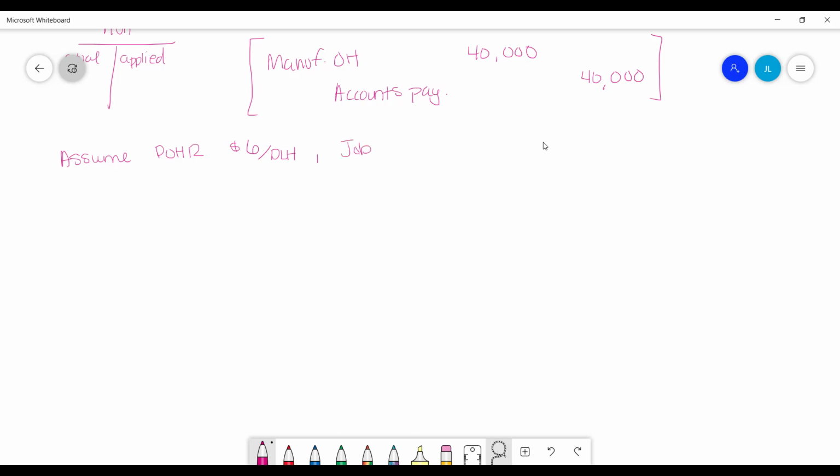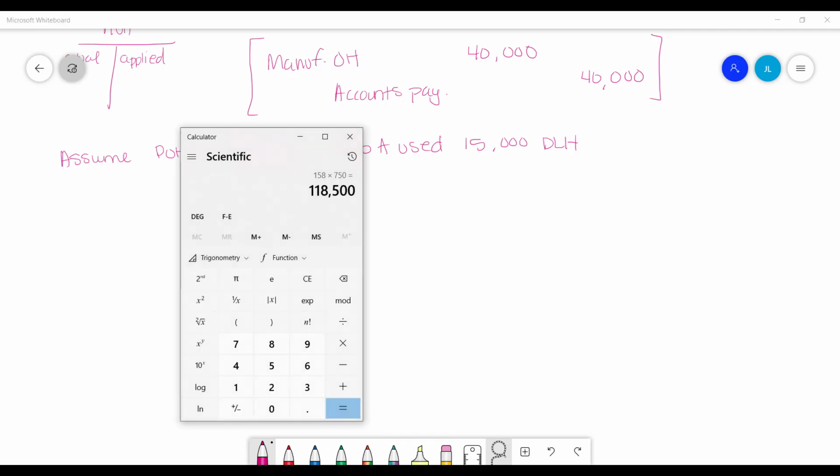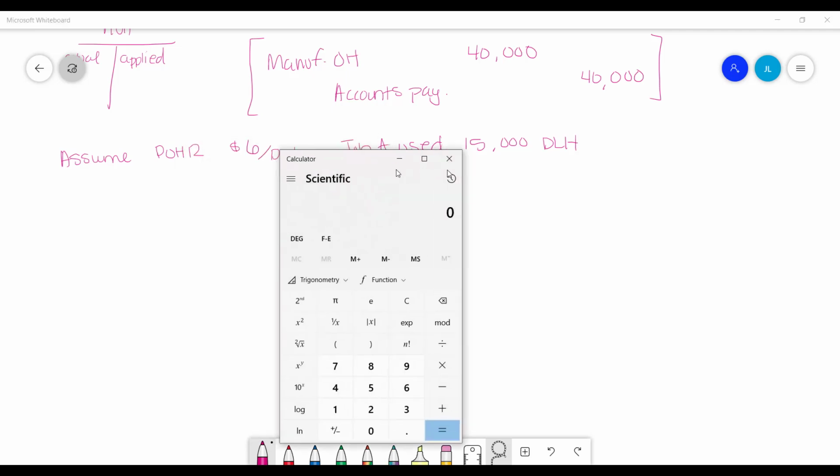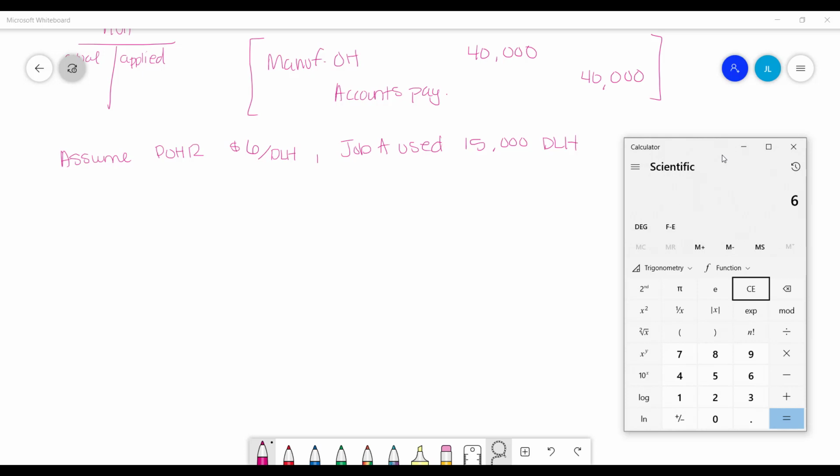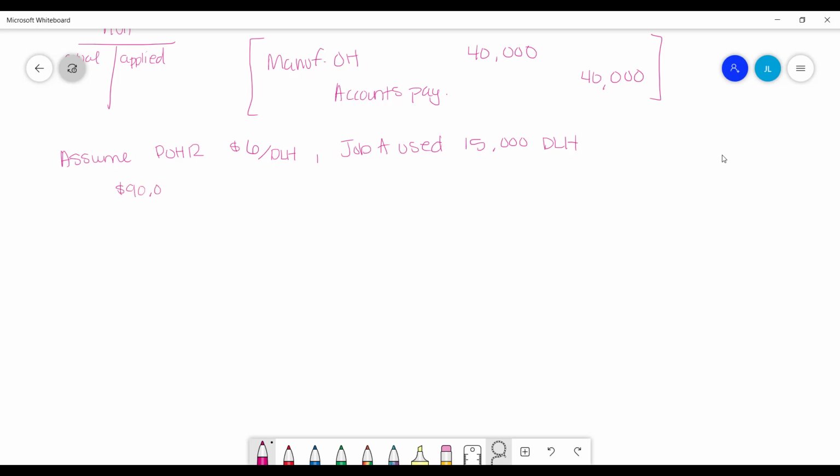And job A used 15,000 direct labor hours. So let's just assume that. How much overhead would we apply to job A if that's how many direct labor hours the job incurred? Well, it's $6 per direct labor hour times 15,000 direct labor hours, which gives us $90,000 in overhead to apply. Again, this is not an actual overhead, right?